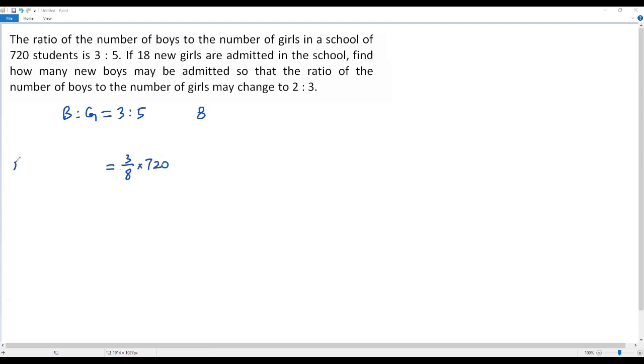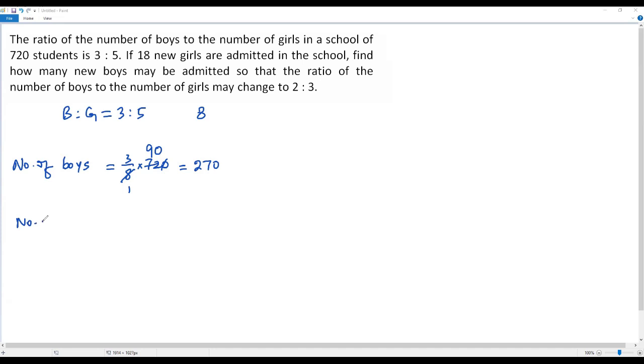Let me write it over here. Number of boys in the existing students is 3 over 8 times 720, that is, out of a total of 8 parts, 3 parts are boys. Now let's multiply the total students 720 by this fraction. 8 goes into 8 1 time and 8 goes into 72 9 times, and we have 0 over here. Now 3 times 90 is 270. So in these 720 students, 270 students are boys.